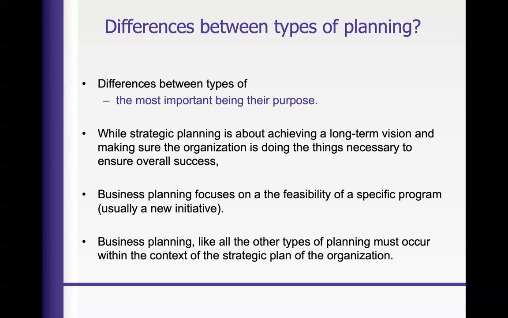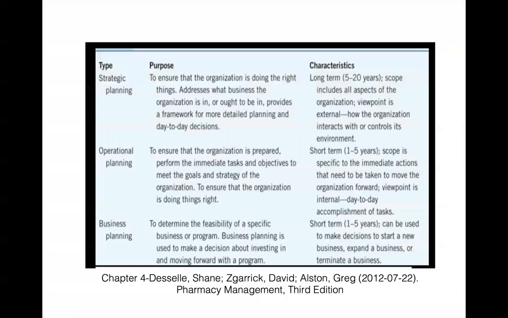Strategic planning is looking at what we need to do. A business plan will help with the feasibility of that. And business planning, like all other types of planning, must occur within the context of the strategic planning of an organization. So strategic planning goes hand in hand with business planning. This comes from chapter 4: here are the three main types of planning. We've got strategic planning, operational planning, and business planning.